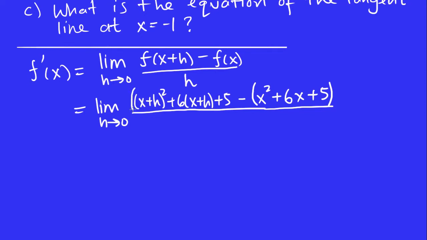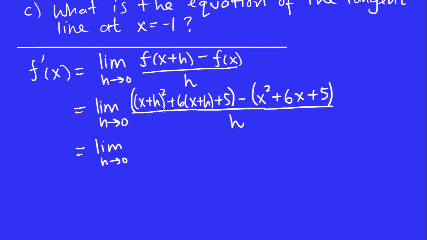You could, if you really felt like it, even put a set of brackets here, but those brackets are optional. These brackets here on the right-hand side are necessary. And the denominator is still h, right? Okay, so now our goal is to simplify all this.